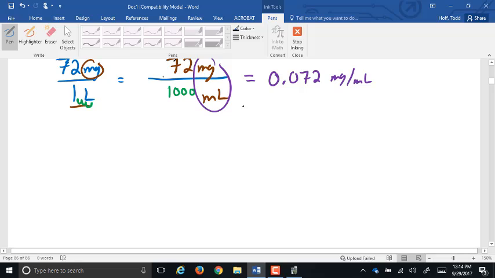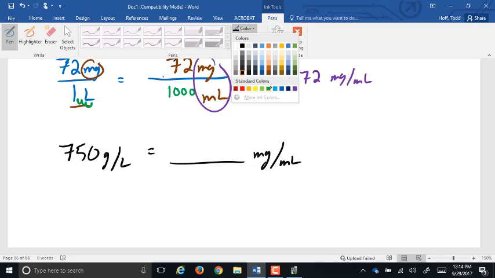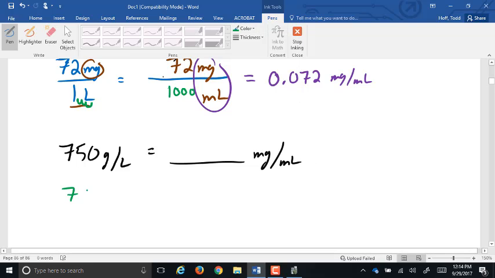Or you might have 750 grams per liter. You need to convert it to milligrams per milliliter. So again, I write it out as 750 grams over 1 liter.